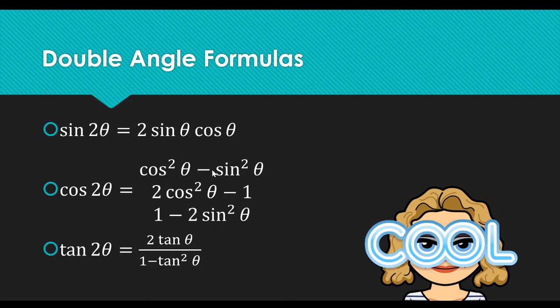The one we use the most is cosine squared minus sine squared, so don't confuse that with the Pythagorean identity, that's a plus. So if you have cosine squared minus sine squared, that's the same as cosine of 2 theta. Our sine of 2 theta is 2 sine cosine, and tangent is 2 tangent over 1 minus tangent squared. But also, tangent of 2 theta could be sine of 2 theta over cosine of 2 theta, which is usually a little bit easier if you have those. So let's try these guys out.